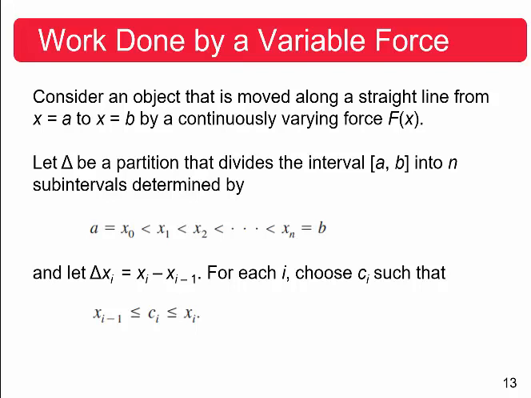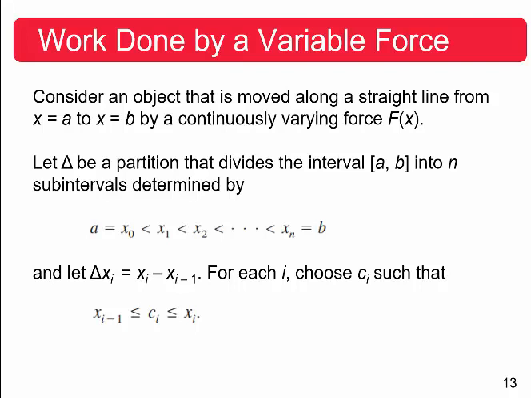I'm going to walk you through how this is set up, the theory behind it. Consider an object that is moved along a straight line from x equals a to x equals b by a continuously varying force. The varying force is going to be measured by a function, where the position of the object determines how much force we have. We're going to denote the varying force as f of x, some function here.